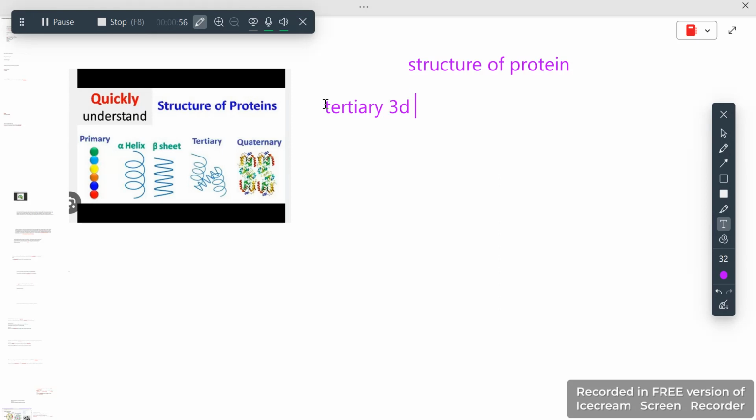Tertiary is a 3D structure. Tertiary is made up of primary and secondary, so it is dependent on them. Primary and secondary make this structure which is tertiary. If you look into this picture you can see some zigzag, some straight structure, and some beta sheet and alpha helix. This means tertiary is made just because of primary and secondary structure.